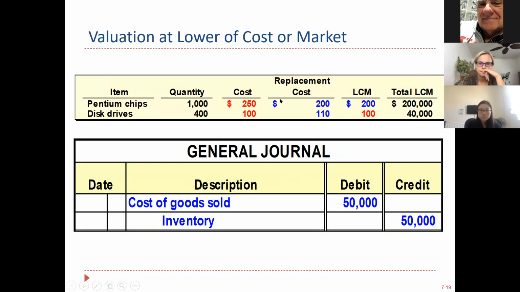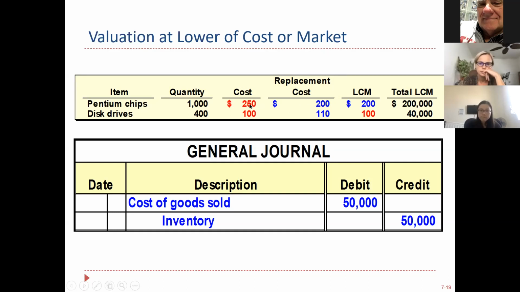Now your salespeople are coming back to you. Callie, your salespeople are coming back. Callie, these things, we can't sell these things for $250 anymore. This is an old generation chip. Not many people are buying it. We're only going to be able to sell this for $200.